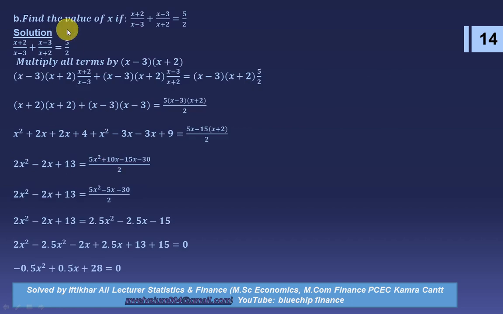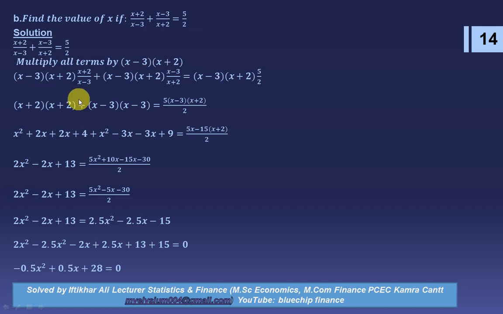Find the value of x if (x plus 2) divided by (x minus 3) plus (x minus 3) divided by (x plus 2) equals 5/2. So first of all, multiply all terms by x minus 3 and x plus 2. So first of all, this portion will be multiplied by this. After that, this portion is multiplied by this, and this portion will also be multiplied by this, as you are seeing here.